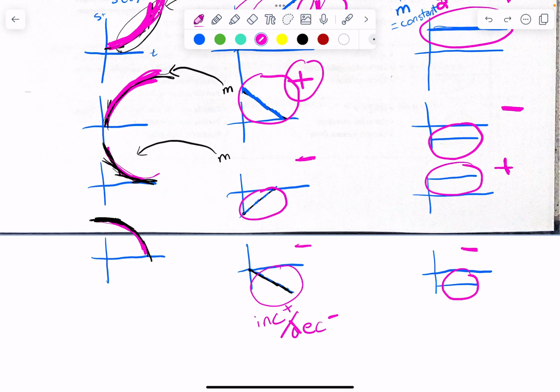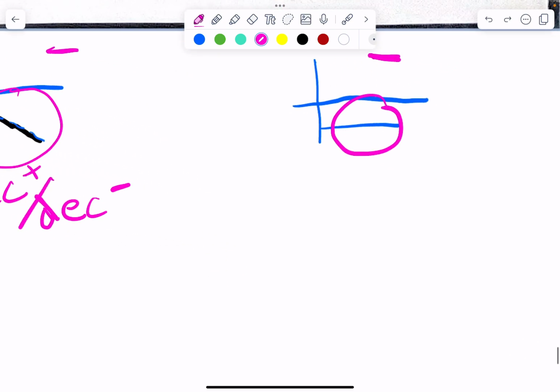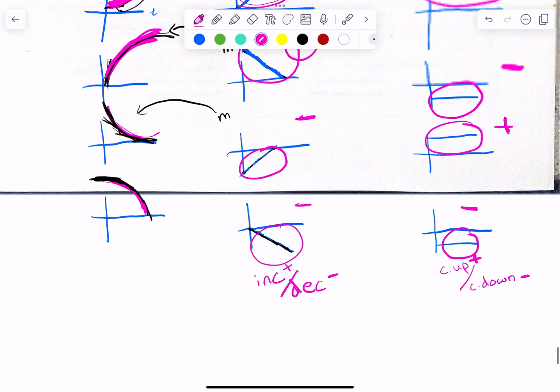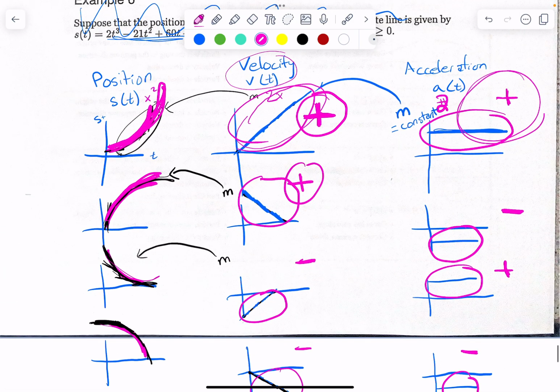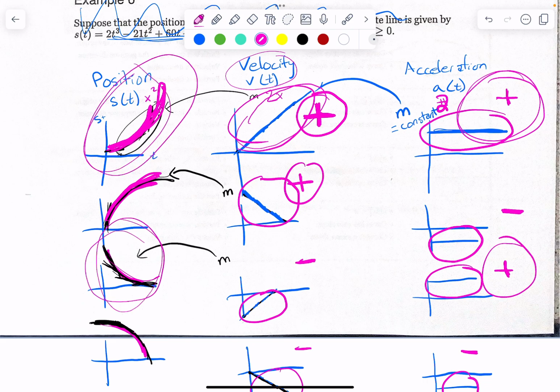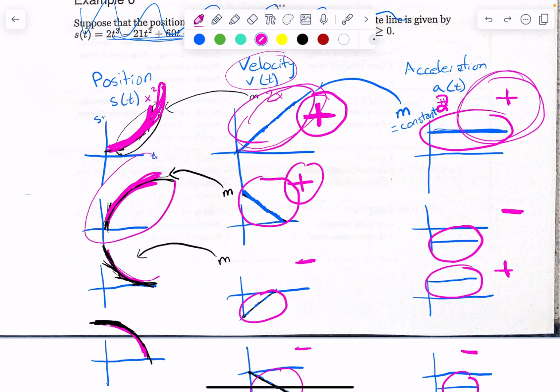Now over here, the second derivative talks about concave up versus concave down. If it's positive, it's concaving upward. If it's negative, it's concaving downward. So this first one and this third one are concave up. That's true. The second one and the fourth one are concave down.